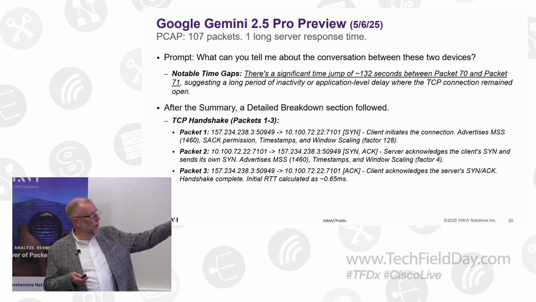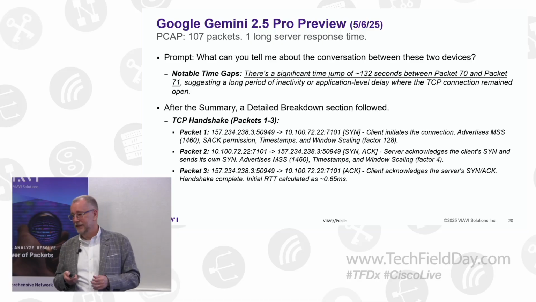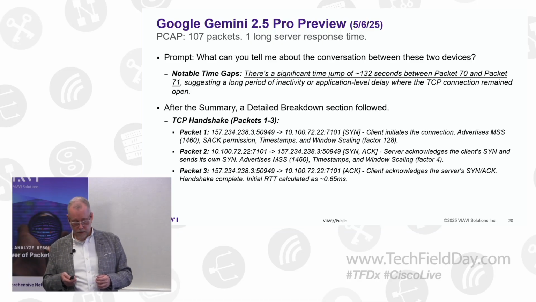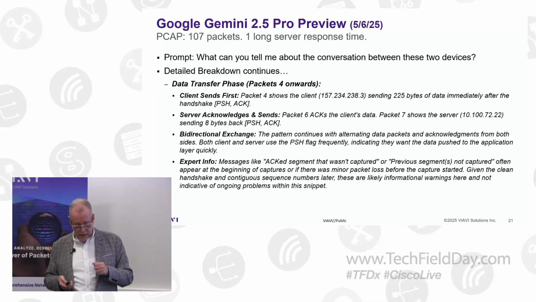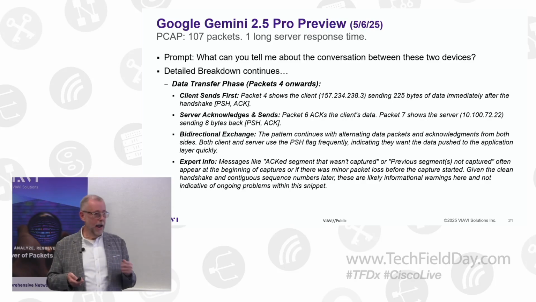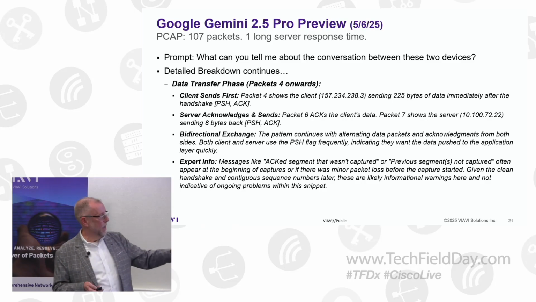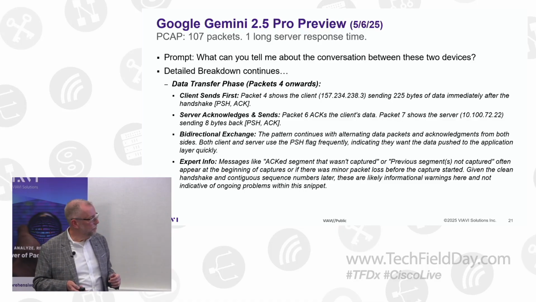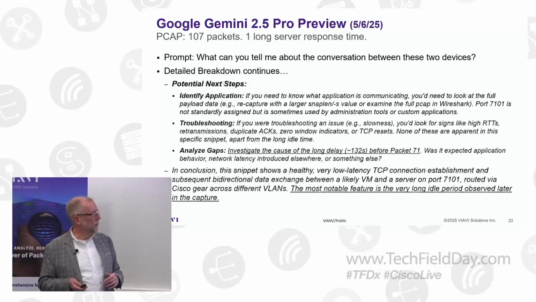But wait, there's more. It flags the significant time of 132. It not only did that, but it told me which packets I needed to be looking at. So definitely gold star for that one. Then it got into this detailed breakdown of the three-way handshake. Then it got into the data transfer details, what happened once we started exchanging information. It provided some expert analysis, if you will. Told me what looked good, what looked a little suspect.